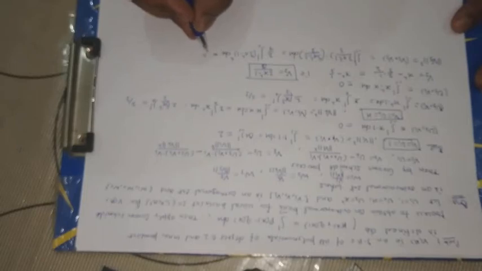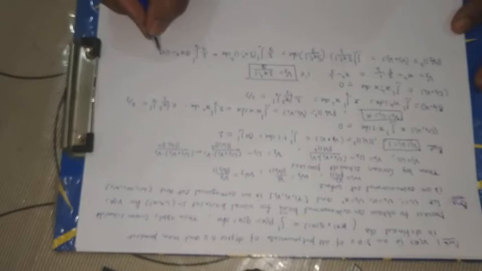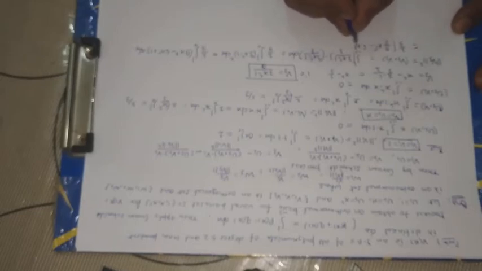Now we can expand the whole square: 9x to the power 4 minus 6x square plus 1, into dx. This is equal to 2/9 times [9/5 x to the power 5 minus 6x cube/3 plus x] from 0 to 1.